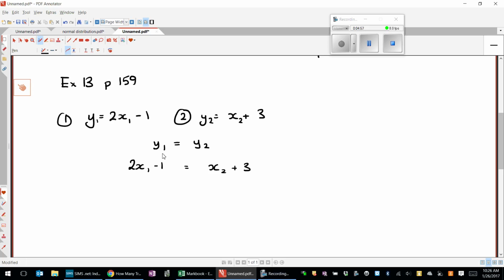Now, just to say that there is no need really to say y1 and y2 because they're not different, they are actually the same number. And in the same way, we don't really need an x1 and an x2 because x is the same number. So what we're actually going to do is just solve 2x minus 1 is equal to x plus 3, which we've done before. So we've got our methods for doing that, haven't we?